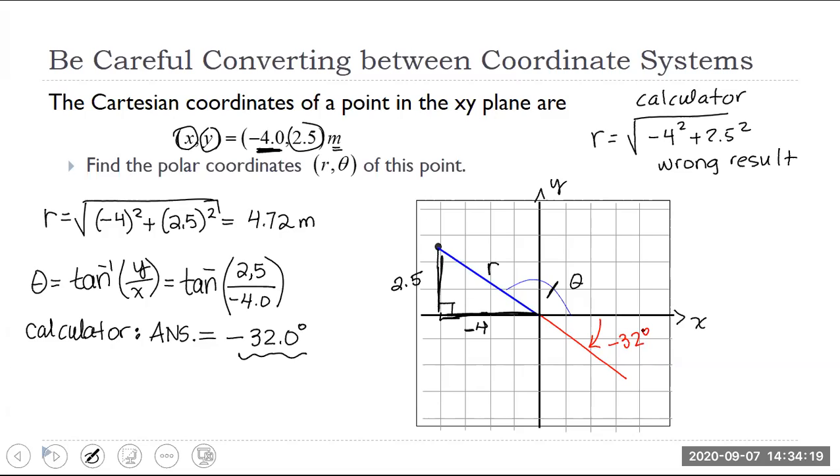So to get the angle that we want, we have to realize that the number the calculator spits out is numerically the same as this angle right here, which is 32. Because it's in the opposite quadrant, right? So the actual angle that I want is 180 degrees minus 32, which is 148.